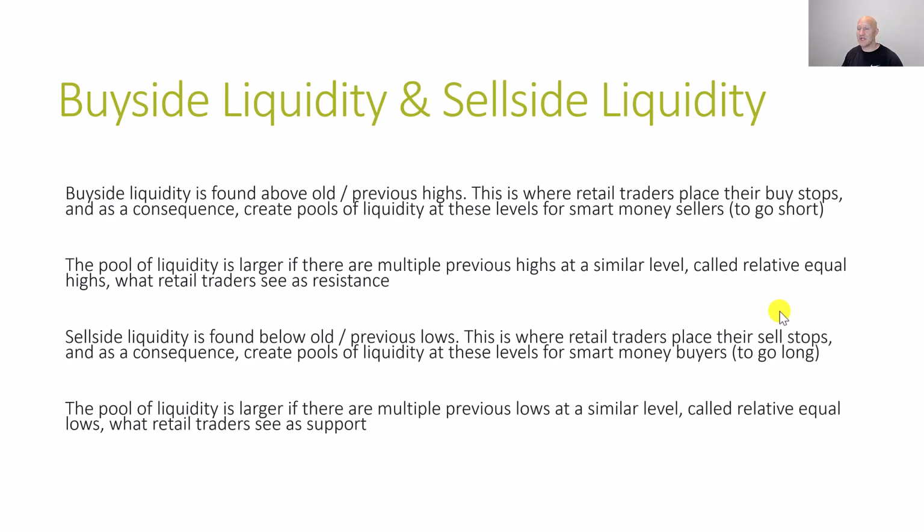and it'll start to bring all these concepts together. So buy side liquidity is found above old highs or previous highs. This pool of liquidity will actually be larger and more significant if you have multiple previous highs at the same level. And this is what we call relative equal highs.